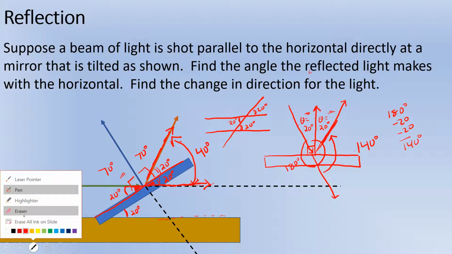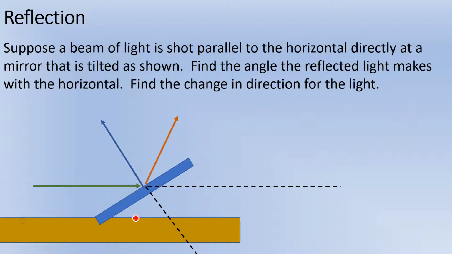Let's try another one, and let's say I have down here 35 degrees. Now again, I'm going to make this surface really clear, and we have alternate interior angles right here. So this is 35 degrees. The normal makes a right angle, so that means this is 55 degrees, my angle of incidence. So my angle of reflection is 55 degrees, and the angle that my reflected light makes with the mirror is 35 degrees.